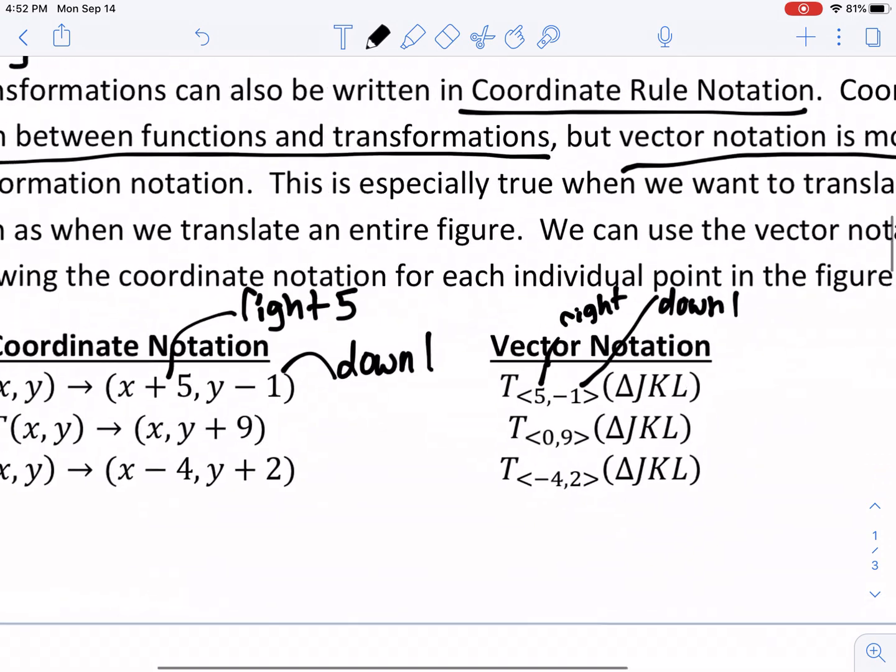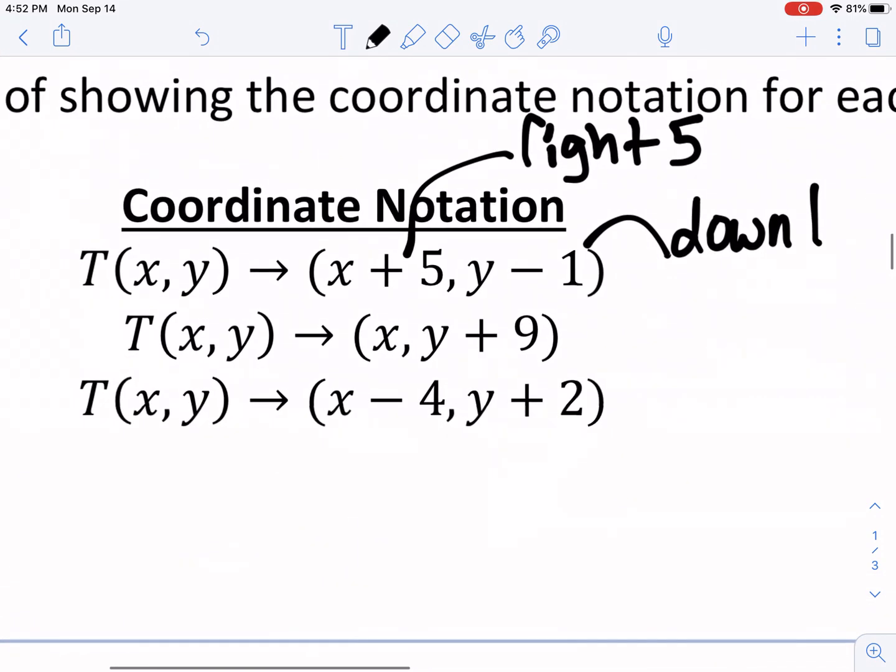Okay, so let's just go back and double check to make sure we know these. If I have X by itself, what do you think that means? If it's not adding anything or taking away anything, what do you think that means? It stays the same. No changes occur. However, here we're adding 9 to Y. Remember, Y is up and down. So what's that going to be? Up 9. Okay, so up 9.